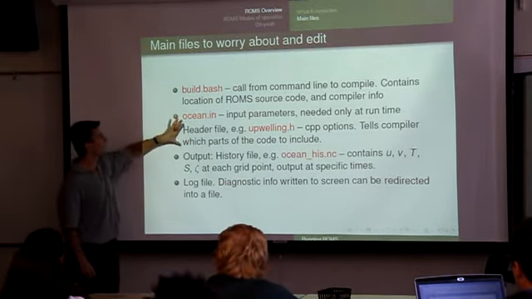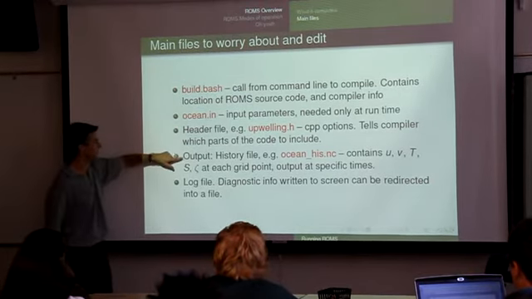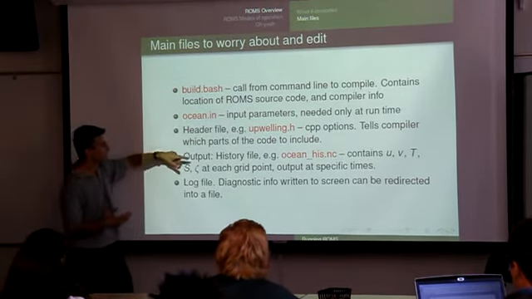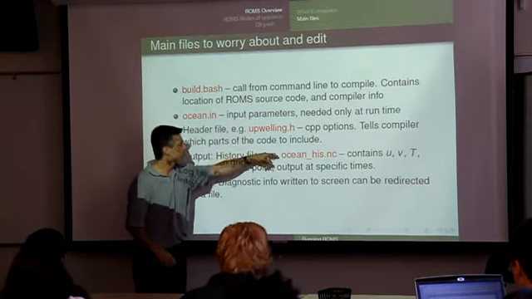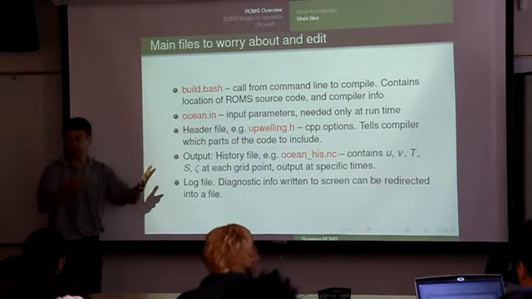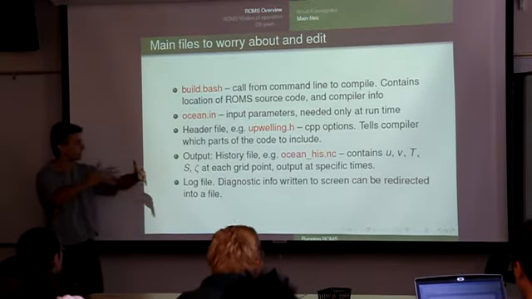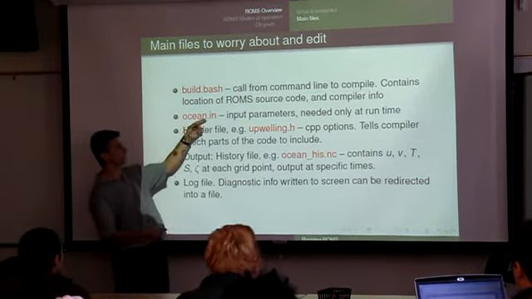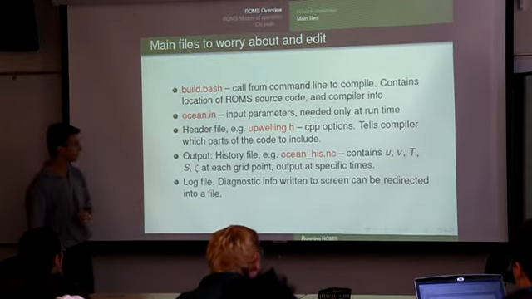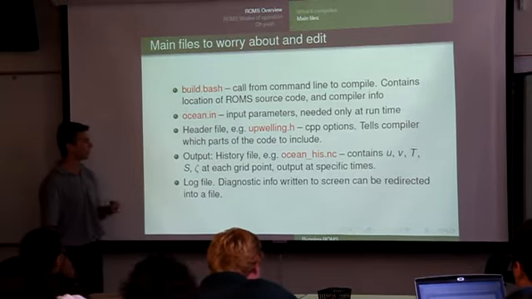So these are kind of input files. You basically need to worry about the ocean.in, and you compile it with this build.bash, and I'll show you in a second how that goes. Output, it outputs a lot of files. The most important one is this ocean_his. It's supposed to be the history of the ocean. So it's the U, V, T, S, and the sea surface height at each grid point at specific times. And you say in ocean.in which times you want it to output. And it also outputs a bunch of stuff to the screen, and you can put that into a log file.